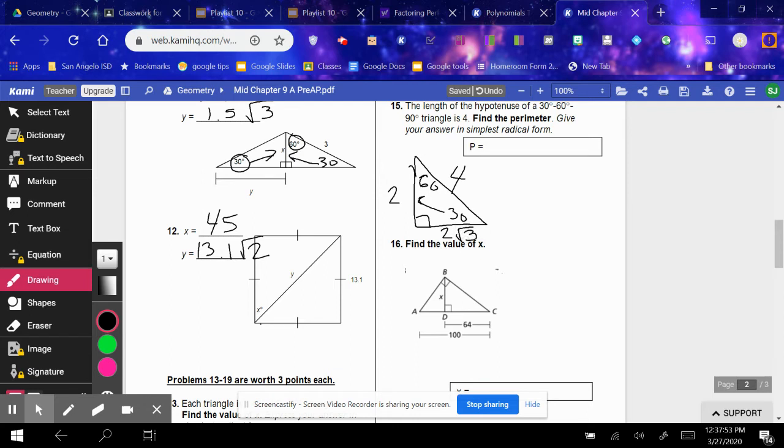So perimeter, we want to add all of these together. Now we can add the like terms, which is 2 plus 4 is 6. And we're going to keep our 2 square root of 3. And that's your answer.